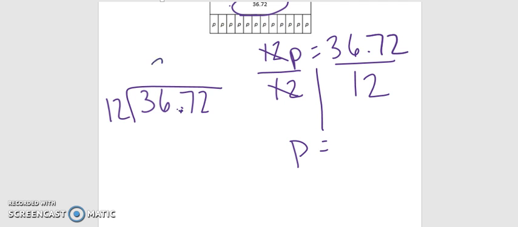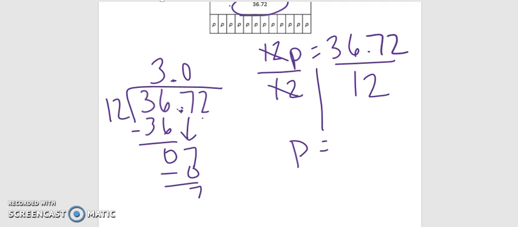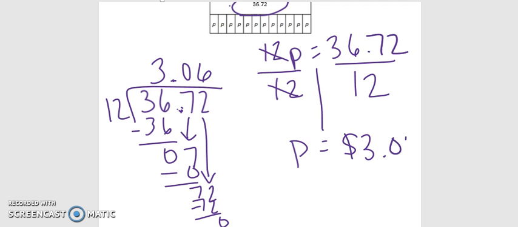36 divided by 12 is 3. 3 times 12 is 36. Subtract, bring down the 7. 7 divided by 12 is 0. Bring down the 2. 72 divided by 12 is 6. 6 times 12 is 72. Subtract and 0. So the price per month is $3.06.